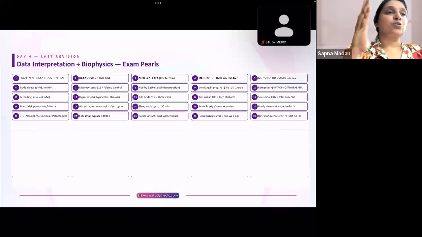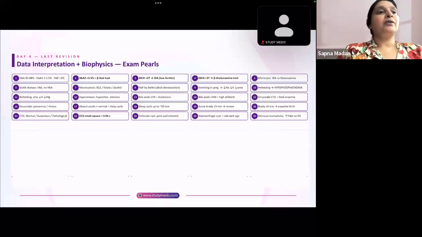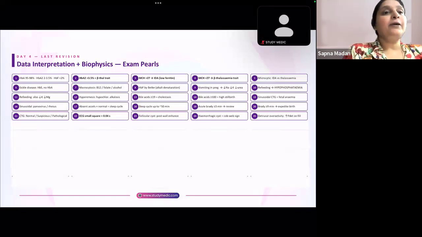CTG is categorized into white, amber, red, which is normal, suspicious, pathological, depending upon the features. ECG, small square, is 0.04 second. Follicular cyst has posterior wall enhancement. Hemorrhagic cyst shows a cobweb sign, and then it will retract.